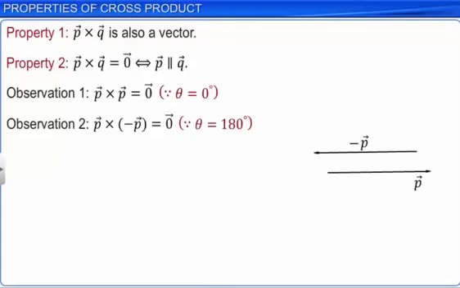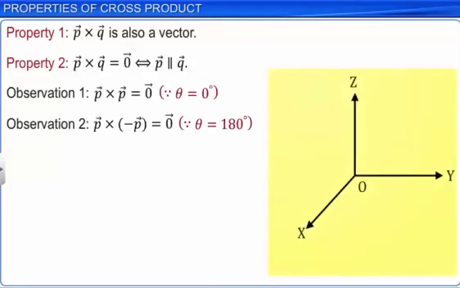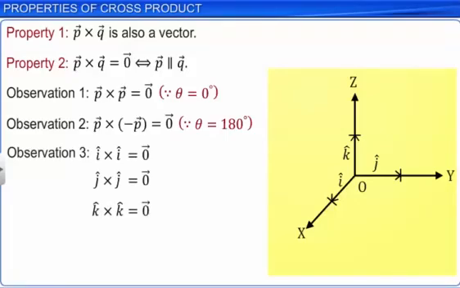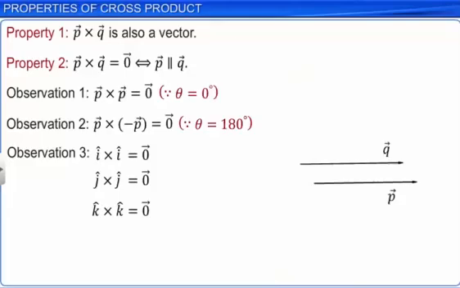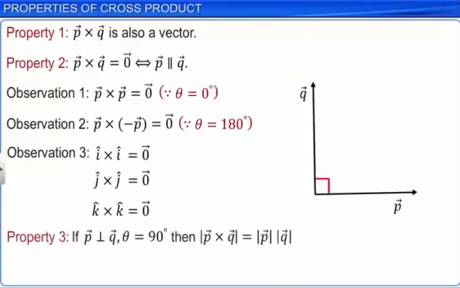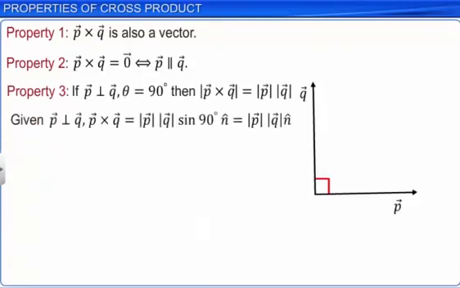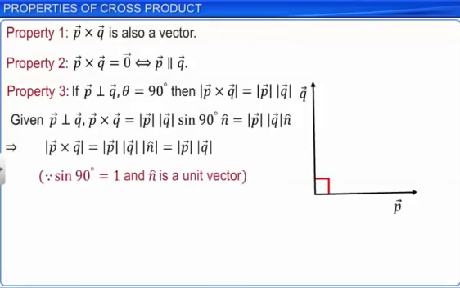You already know that unit vectors along the x, y, and z axis of a three-dimensional coordinate system are denoted by unit vectors i, j, and k, respectively. From the discussion so far, it follows that the cross products of unit vectors i, j, or k with themselves is a zero vector. Now consider two vectors p and q that are perpendicular to each other. This means that angle theta between them is 90 degrees. Since sine 90 is 1 and n is a unit vector, the magnitude of the cross product of two mutually perpendicular vectors is equal to the product of their magnitudes.